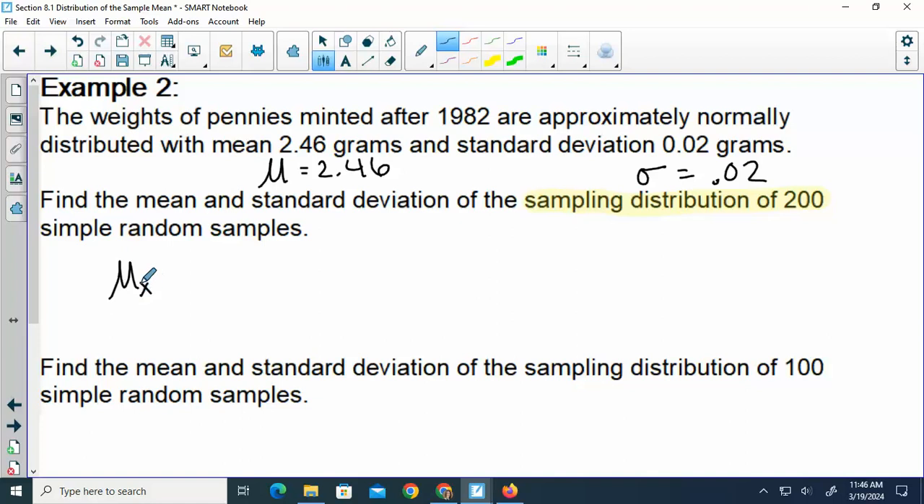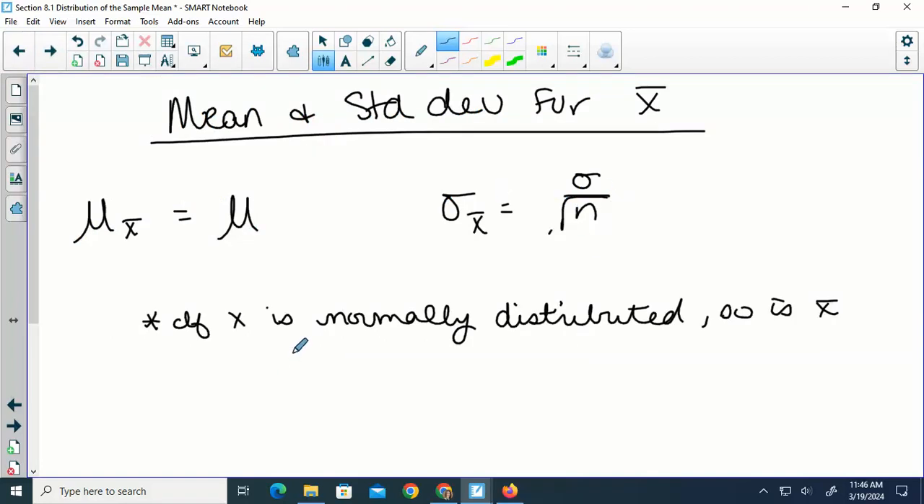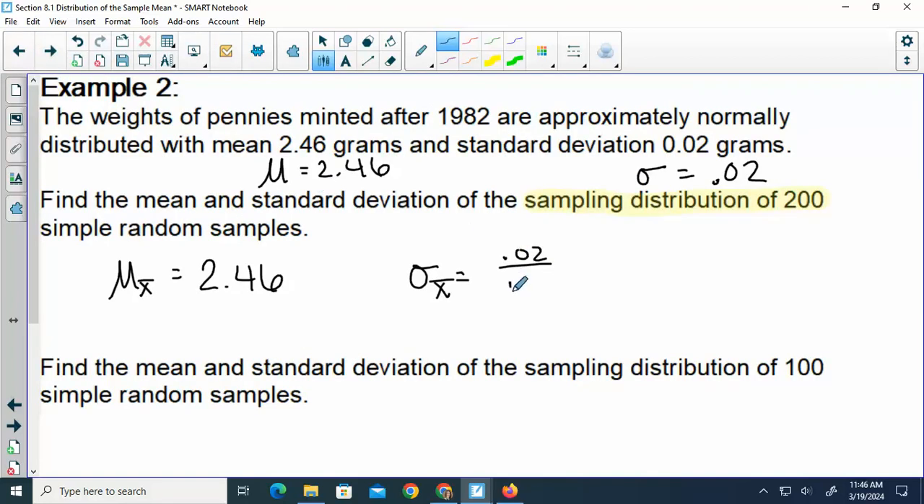So the mean of my sample means would be 2.46. The standard deviation of the sample means would be... I wrote something down wrong. This should be the square root of n. Sorry about that. So 0.02 divided by the square root of 200. Okay, so that gives me 0.0014.